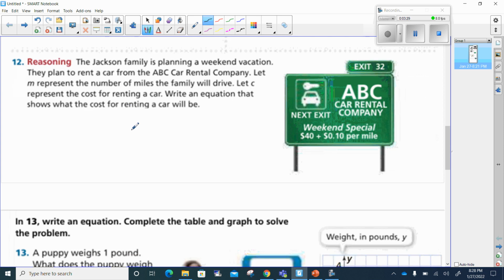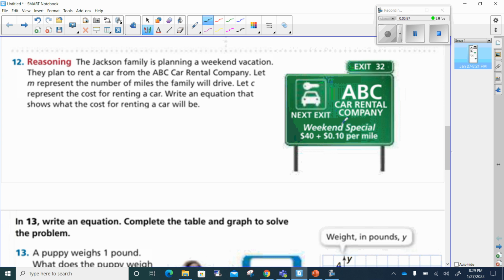Number 12 is next. The Jackson family is planning a weekend vacation. They plan to rent a car from ABC Rental Car Company. Let M represent the number of miles the family will drive. Let C represent the cost for renting a car. Write an equation that shows what the cost for renting the car will be.